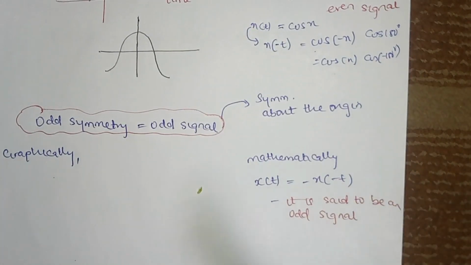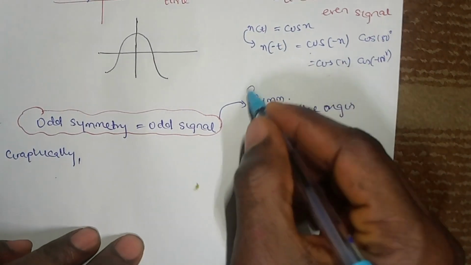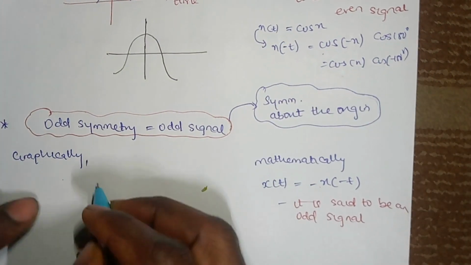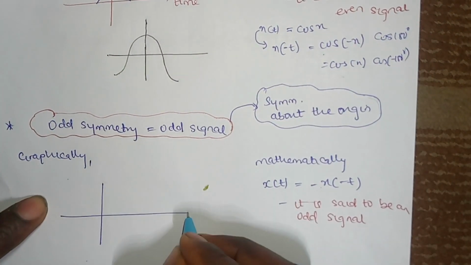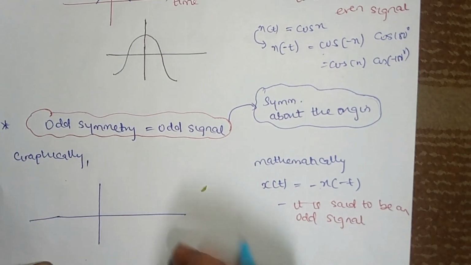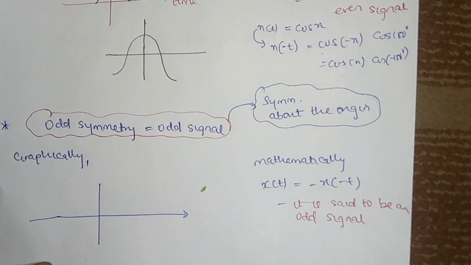Let's look at the second signal, which is an odd signal. An odd signal has odd symmetry, right? It is symmetrical about the origin. Here's what I mean. If you have a signal like this, it is symmetrical about the y-axis and also the time axis. Here is the time axis.